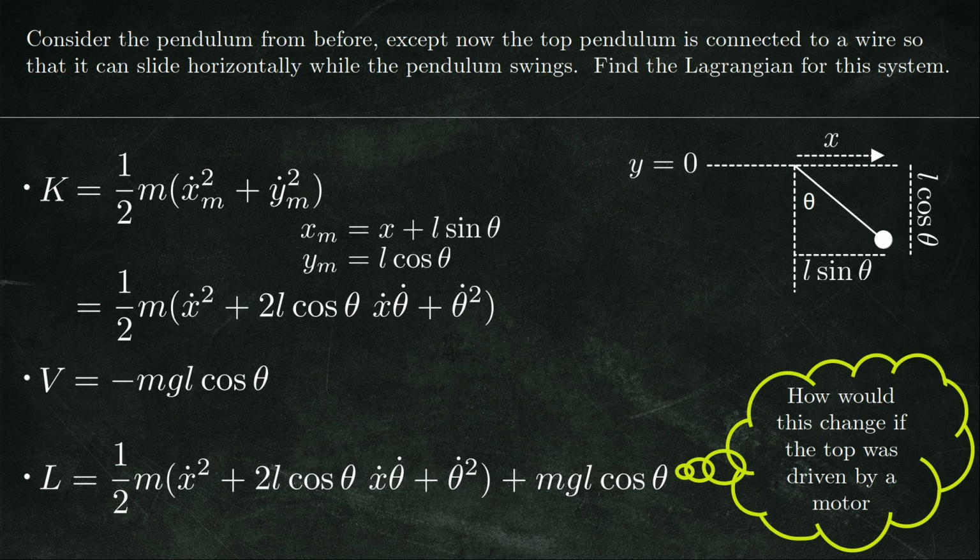However, we could simplify the Lagrangian and get rid of this constant term here, or this function here. Since it doesn't depend on any of the free coordinates, any of the generalized coordinates, we don't need it. We could just get rid of it.